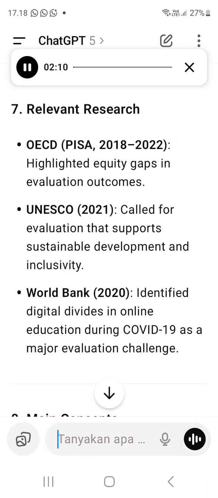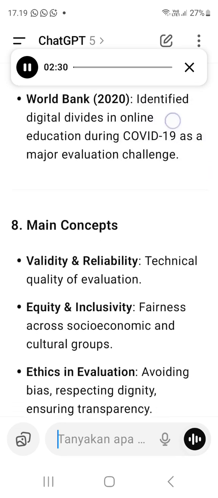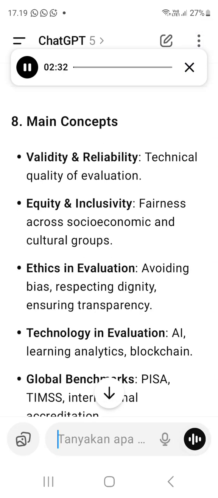7. Relevant research. OECD 2018-2022 highlighted equity gaps in evaluation outcomes. UNESCO 2021 called for evaluation that supports sustainable development and inclusivity. World Bank identified digital divides in online education during COVID-19 as a major evaluation challenge. 8. Main concepts: validity and reliability, technical quality of evaluation, equity and inclusivity, fairness.